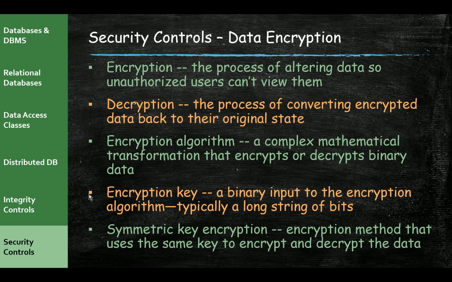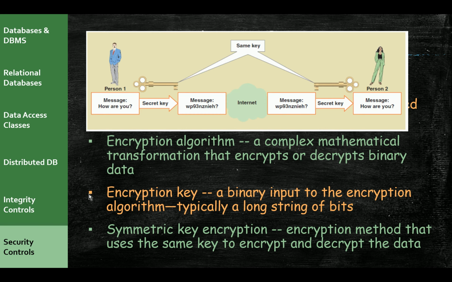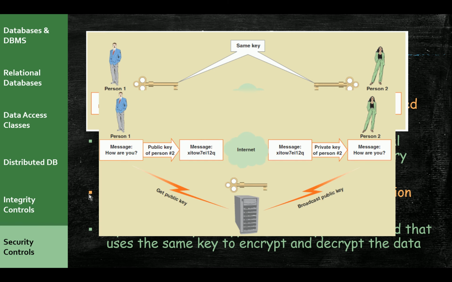There are two types of encryption. We have symmetric key encryption, which is an encryption method that uses the same key to encrypt and decrypt the data, which is relatively simple. So there's an example of symmetric key encryption, where both sides use the same key. We use one key to encrypt the data and the same key to unencrypt the data, but that requires that person 1 and person 2 share that key ahead of time. They both have to have that key.